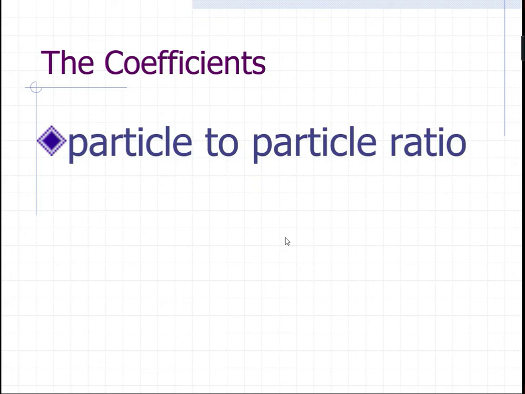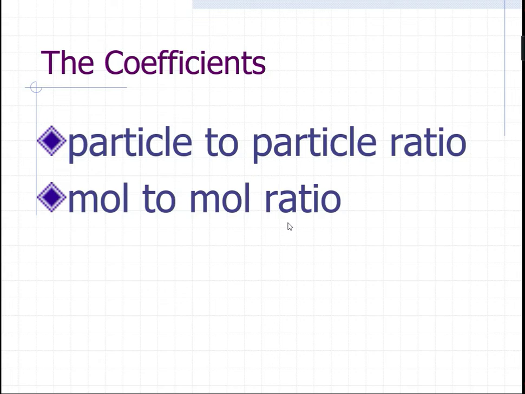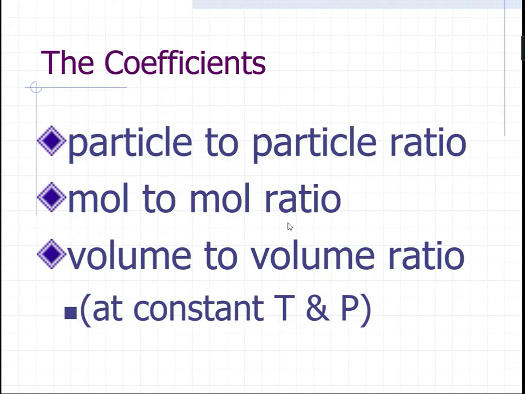Since particles and moles have a constant ratio of 6.022 times 10 to the 23rd particles per mole, it also represents a mole to mole ratio. And under extreme circumstances, when the temperature is constant and the pressure is constant, and we're talking about gases, then it also represents a volume to volume ratio. So what we have here is the ability to go between one component in a chemical equation and compare the number of particles that are needed for that one, and to see how many particles of something else we need, or mole to mole, or volume to volume.